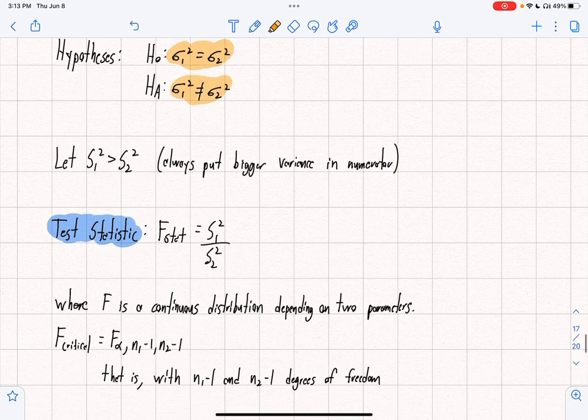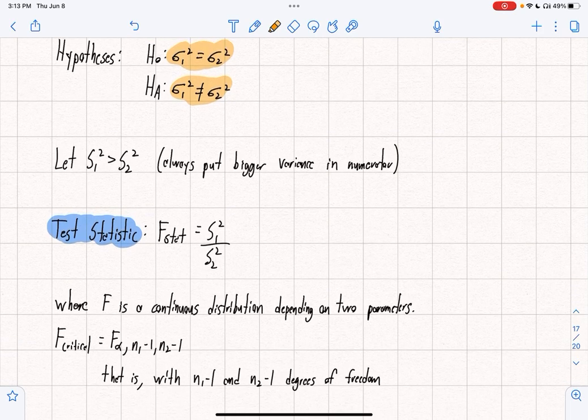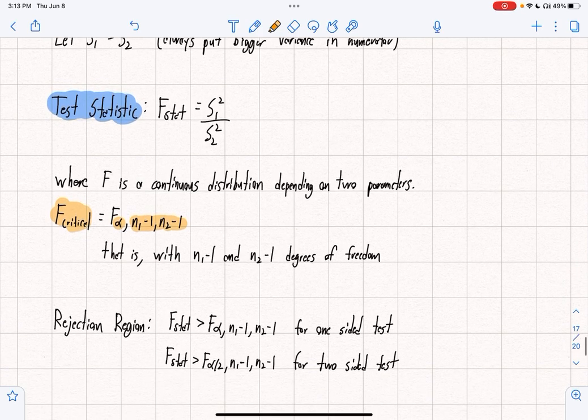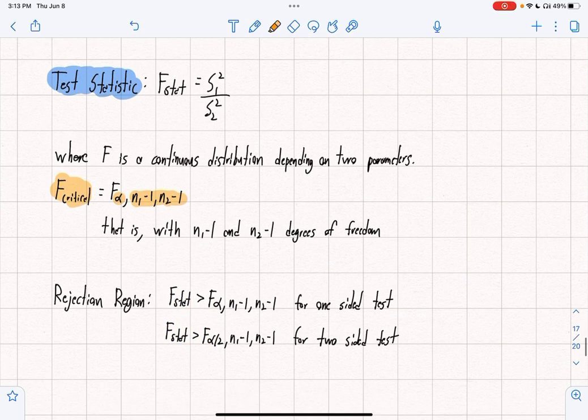F is a new distribution. It's a continuous distribution depending on two parameters. So when we're looking at our critical value, it's going to have 2 degrees of freedom. The first is n1 minus 1, and the second one is n2 minus 1. So it has 2 separate degrees of freedom and alpha, or alpha over 2. The rejection region is F-stat bigger than F alpha, or F-stat bigger than F alpha over 2 for a two-sided test. For this, we're pretty much always going to do a two-sided test, so focus on this line. So we will need to look up F alpha over 2, n1 minus 1, and n2 minus 1.